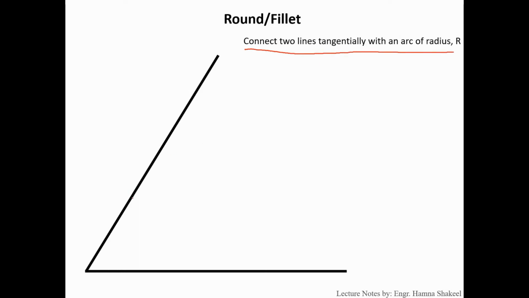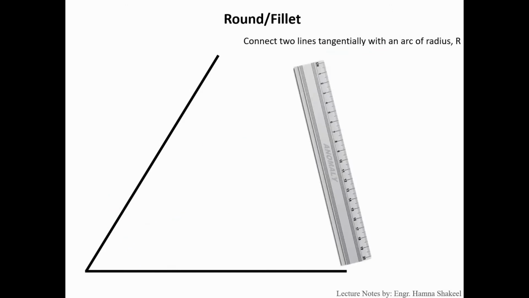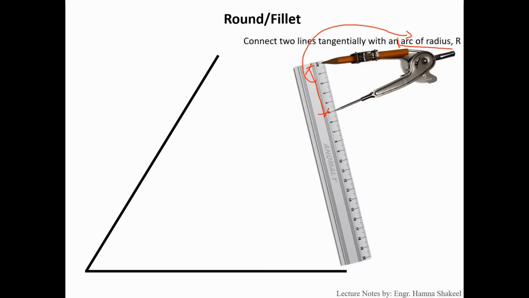What we want to achieve is to connect these two lines with a circle in a way that the circle touches both lines at one single point. So you'll have a tangent point on this line and a tangent point on this line, and the radius of this circle shall be equal to r. The first step is to take your ruler and a compass and open it equal to the required radius. In this case the required radius is r.